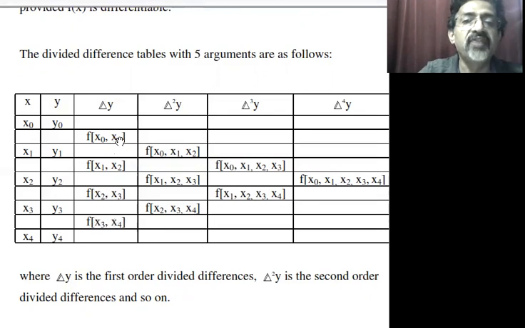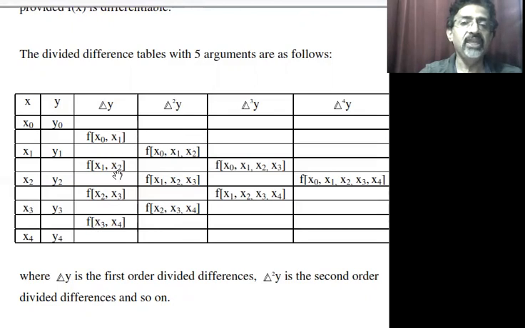So what is f of [x0, x1]? It is f(x1) minus f(x0) over x1 minus x0. What is f of [x1, x2]? It is f of x2 minus f of x1 over x2 minus x1. What is f of [x2, x3]? It is f of x3 minus f of x2 over x3 minus x2. What is f of [x3, x4]? It is f of x4 minus f of x3 over x4 minus x3.